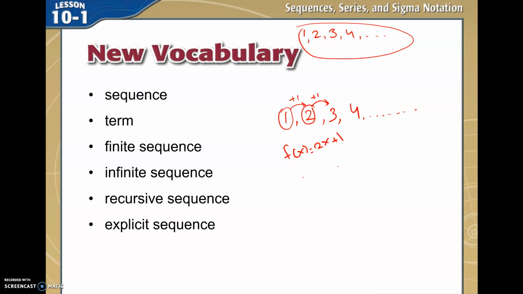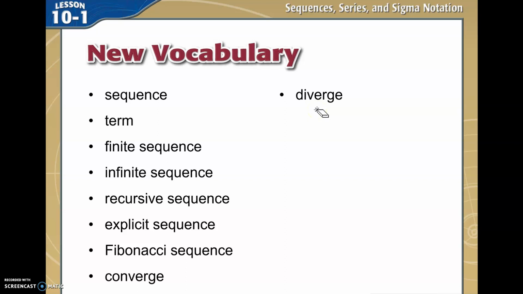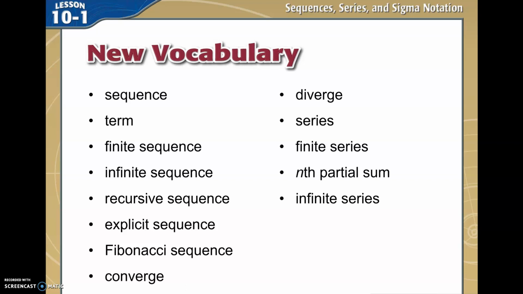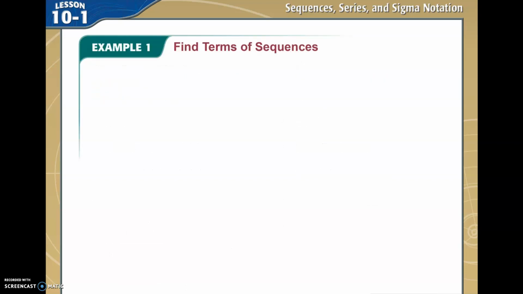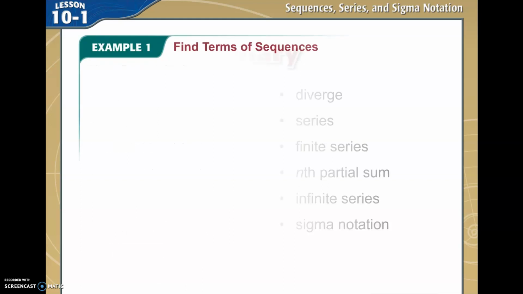Now we will talk about explicit sequence, which is another form of sequence. There are some more vocabulary words which I am going to show you right now, but we are not discussing them in today's lesson. I will discuss them in more detail later: Fibonacci sequence, convergence, divergence, series, finite series, and partial sum. These are the vocabulary words we are learning new in this chapter. Clear?